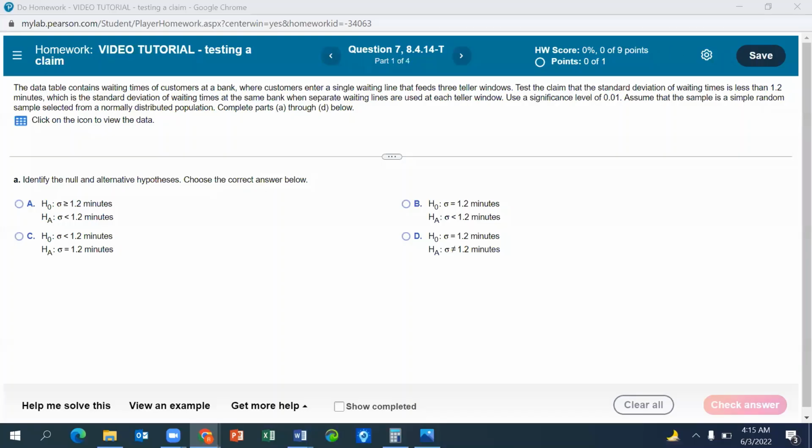Hello everybody, today we're going to test a claim about a standard deviation. So let's go ahead and work on this problem.